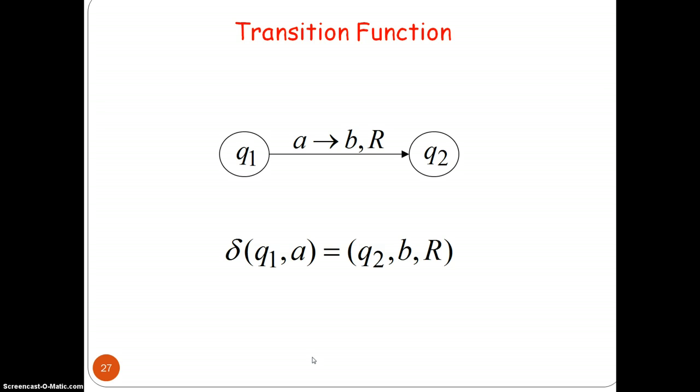How our transition is moving: we are at state Q1, we move to state Q2 after reading the symbol A, and we write the symbol B in the place of A and move our read-write head to the right. So on the left-hand side we have the state Q1 and we are reading the symbol A, so on the left-hand side we have Q1 comma A. We change our state to Q2, the data we place at that place is B, and we move our read-write head to the right. So this is our transition function, showing how our transition is done.